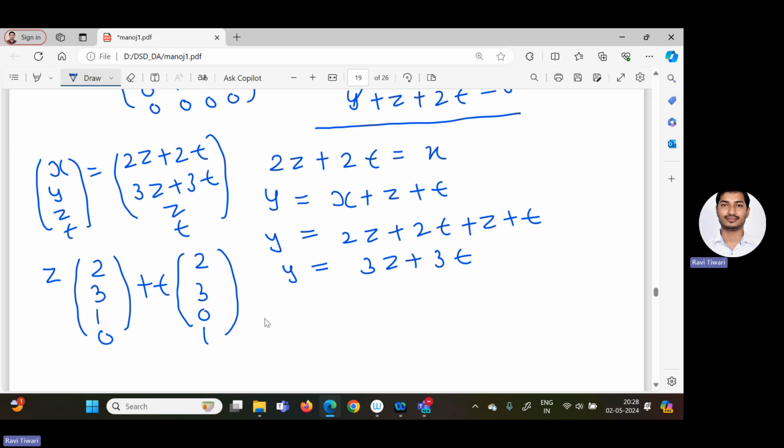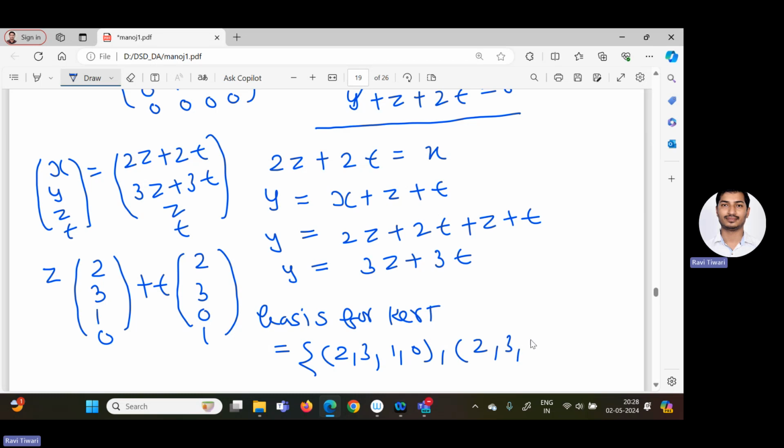So what will be the basis for kernel T? Basis for kernel T equal to what? These two vectors: 2, 3, 1, 0, and the second vector 2, 3, 0, 1. So what will be the dimension of this kernel? The number of elements in the basis is known as dimension. So these two, 2310 and 2301, are the basis for kernel T, and the dimension is 2.